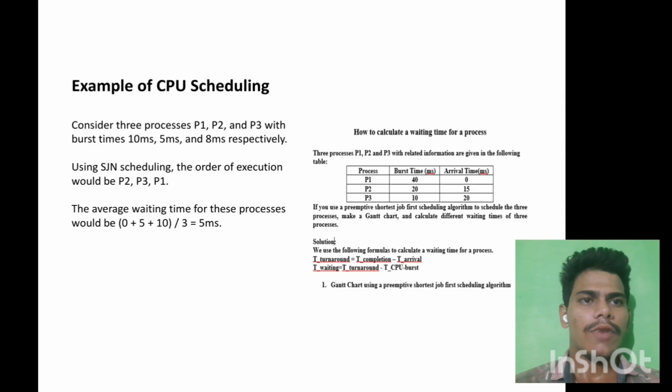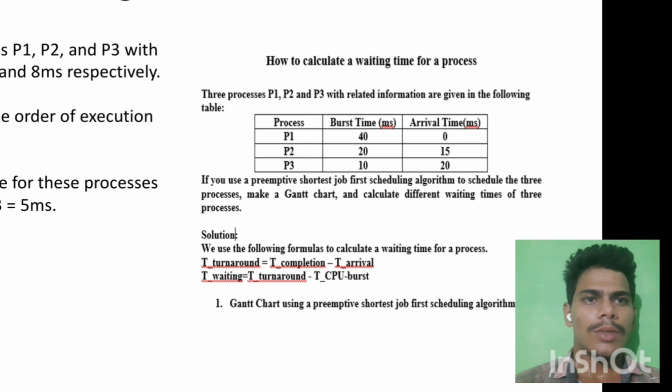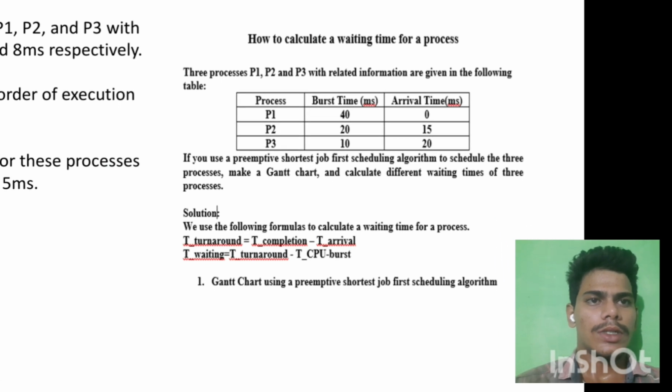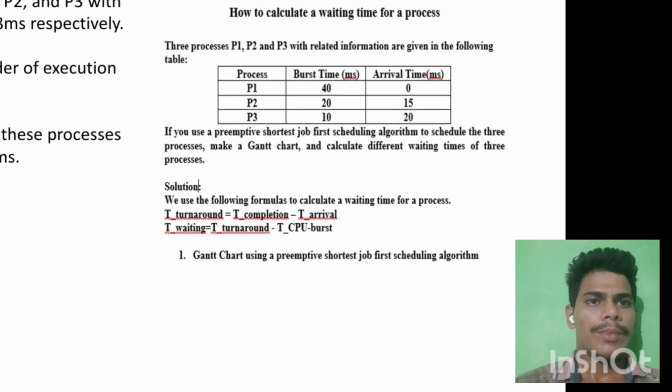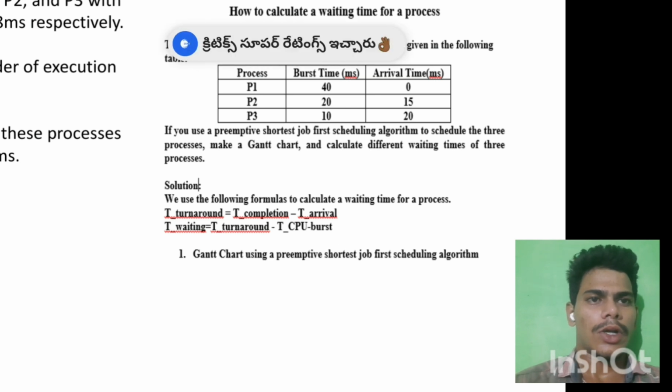How to calculate waiting time for a process? Three processes P1, P2, P3 with related information are given in the following table. P1 burst time 40 milliseconds, P2 20 milliseconds, P3 10 milliseconds. Arrival times 0, 15, 20. If you use a preemptive shortest job first scheduling algorithm to schedule the three processes, make a Gantt chart and calculate the waiting times of the three processes.